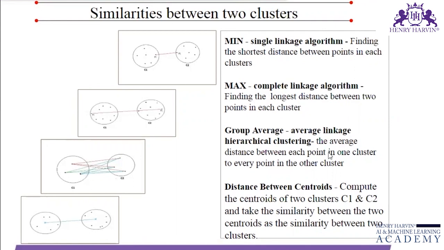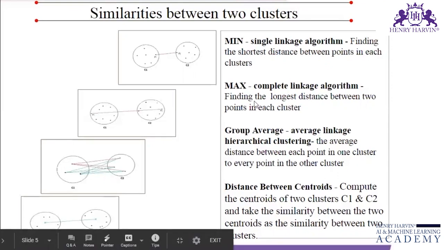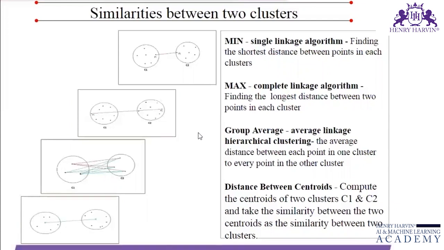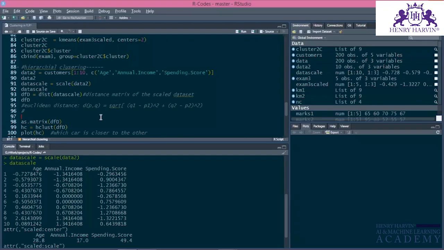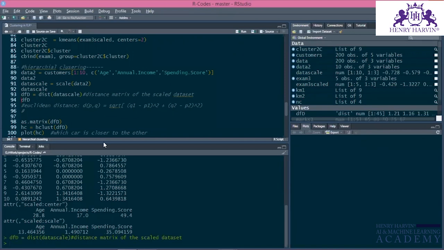If you are using average linkage, the distance will be calculated between each of the points of each cluster. And when you are using the centroid method, it is the distance between centroids, so the distance will be calculated for the centers of each cluster. Now let's go to R and first calculate the distance. It is also called a distance matrix.